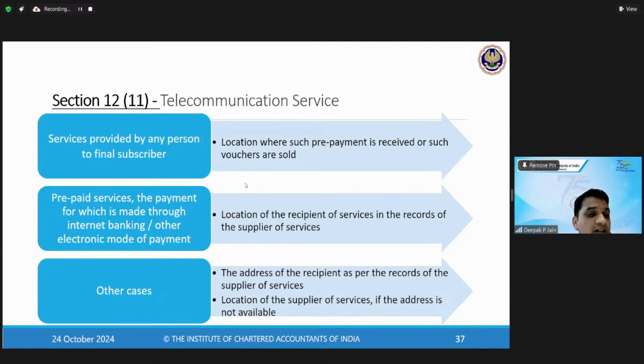Nandagopal, prepaid and postpaid are different, sir. Prepaid, if you're doing it through a selling agent, then the selling agent's place. If you're doing it directly, then your place. So there is a difference in prepaid. And in postpaid, wherever you have given the address, that's the place.